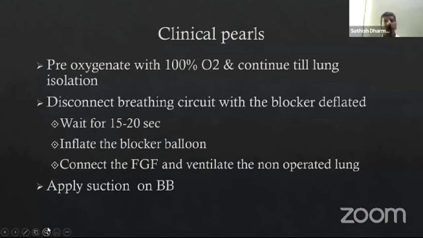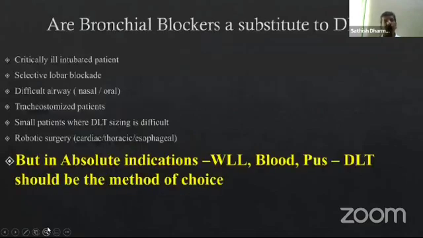What we have to do is, you should pre-oxygenate the patient till you intubate and isolate, and then once the blocker is placed, don't inflate the bronchial cuff. Before inflating the bronchial cuff, disconnect the breathing circuit. Wait for 15 to 20 seconds. Then both the lungs will be collapsed. Then inflate the bronchial balloon, and then start the fresh gas flow and ventilate the non-operative lung, so the operative side will be automatically collapsed faster, and then apply suction to the bronchial blocker. This is how the bronchial blocker can be efficiently used to collapse the lung early.